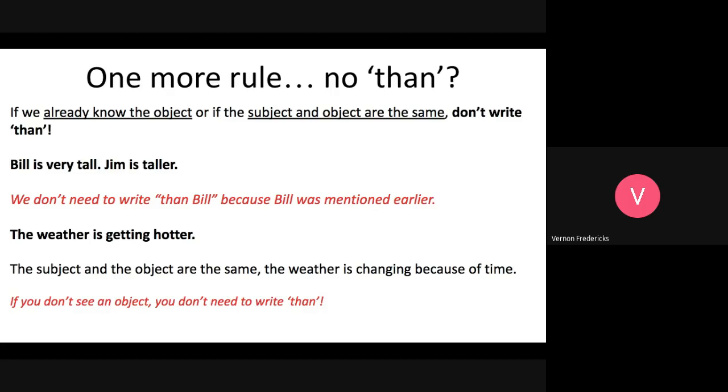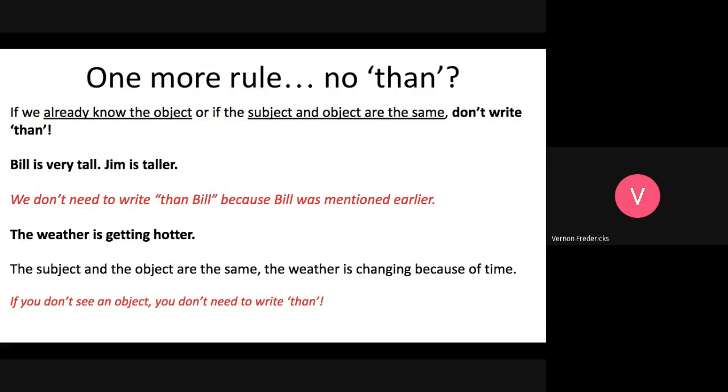My subject and the object are the same. My subject is the weather. My object is the weather. And the weather is changing because of time, today and last week. The weather is getting hotter than last week. I don't have to write "than last week" there. We are already comparing the weather of today to the weather of before. So my subject and my object are the same thing.